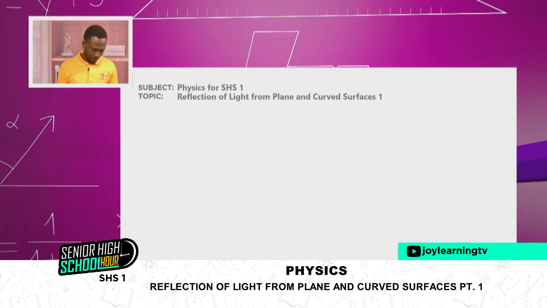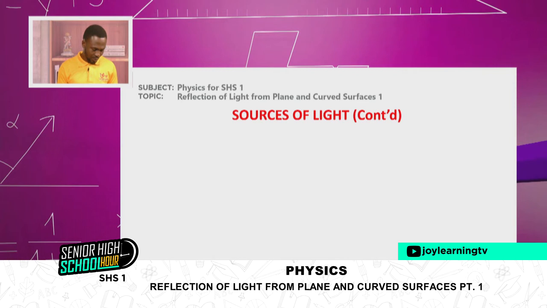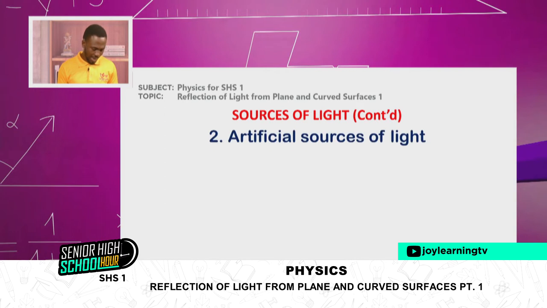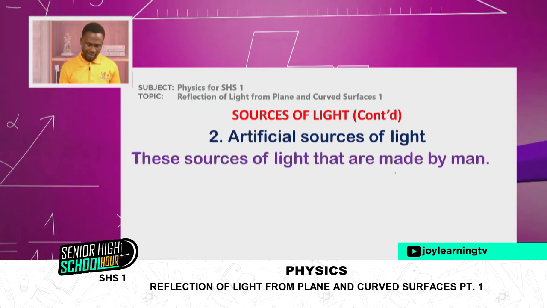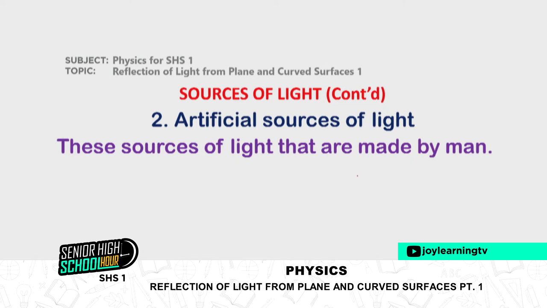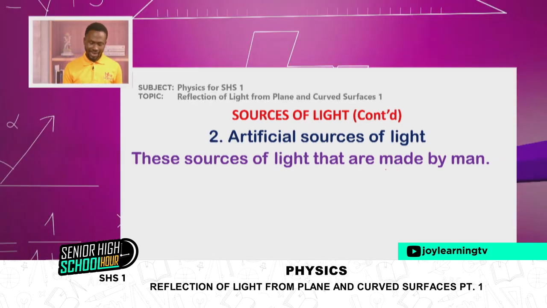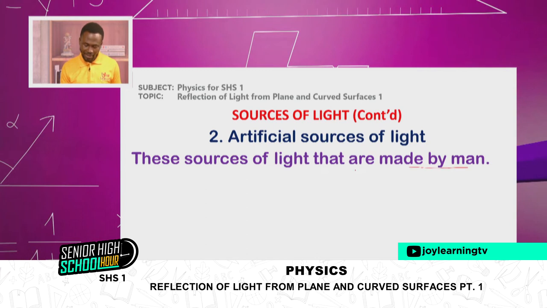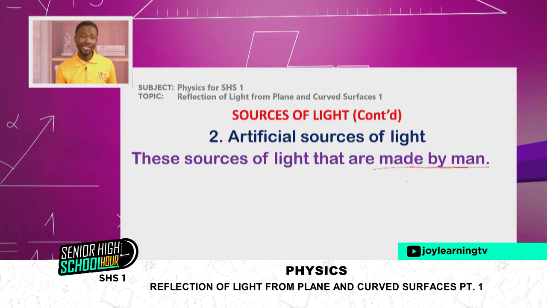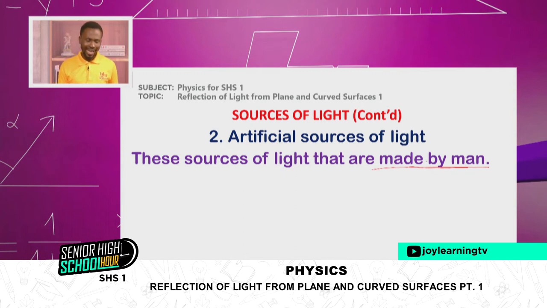So when you say artificial sources of light, then we have come to these light sources that were made by man. So for artificial sources of light, they are light sources that are made by man. Men tried to copy what they found in nature, so they found ways and means to also get light sources from devices so that they could use them. And we say they are artificial sources of light. They are made by man.